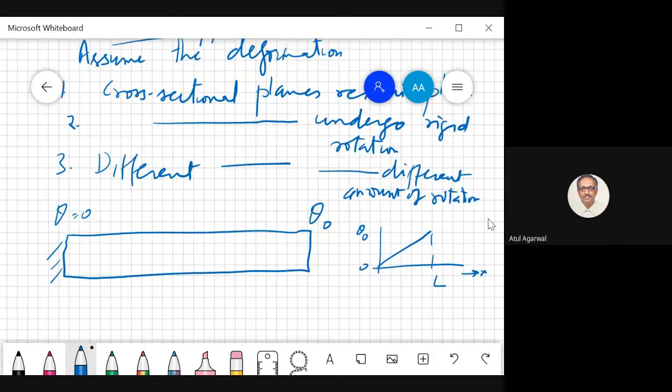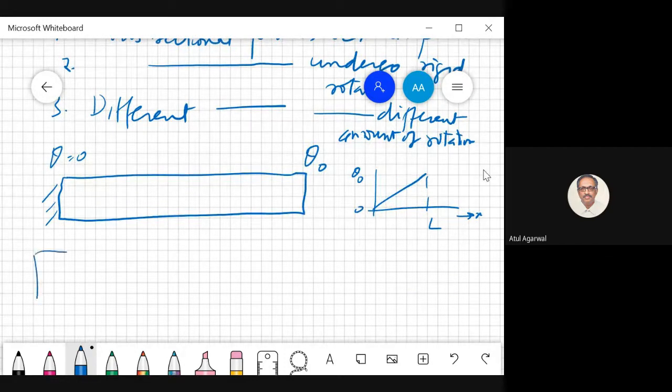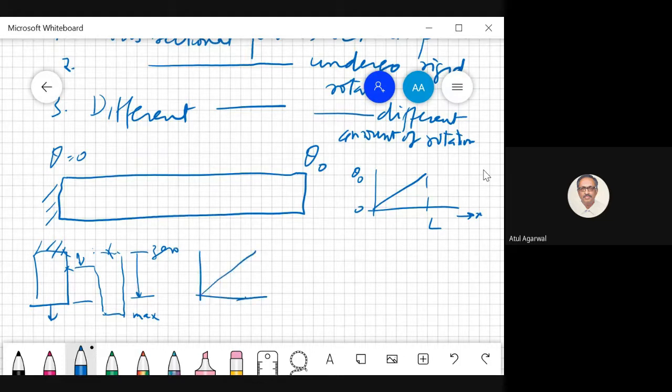Just like the case of the spring. In the spring, you applied a weight here. You will find it undergoes deflection. This point doesn't move at all. This point will move corresponding to this length. This point will move corresponding to the entire length. This will move maximum. This will move zero. So you'll find the stretch goes from 0 to a maximum value, increasing linearly over the length. Same thing is happening here.